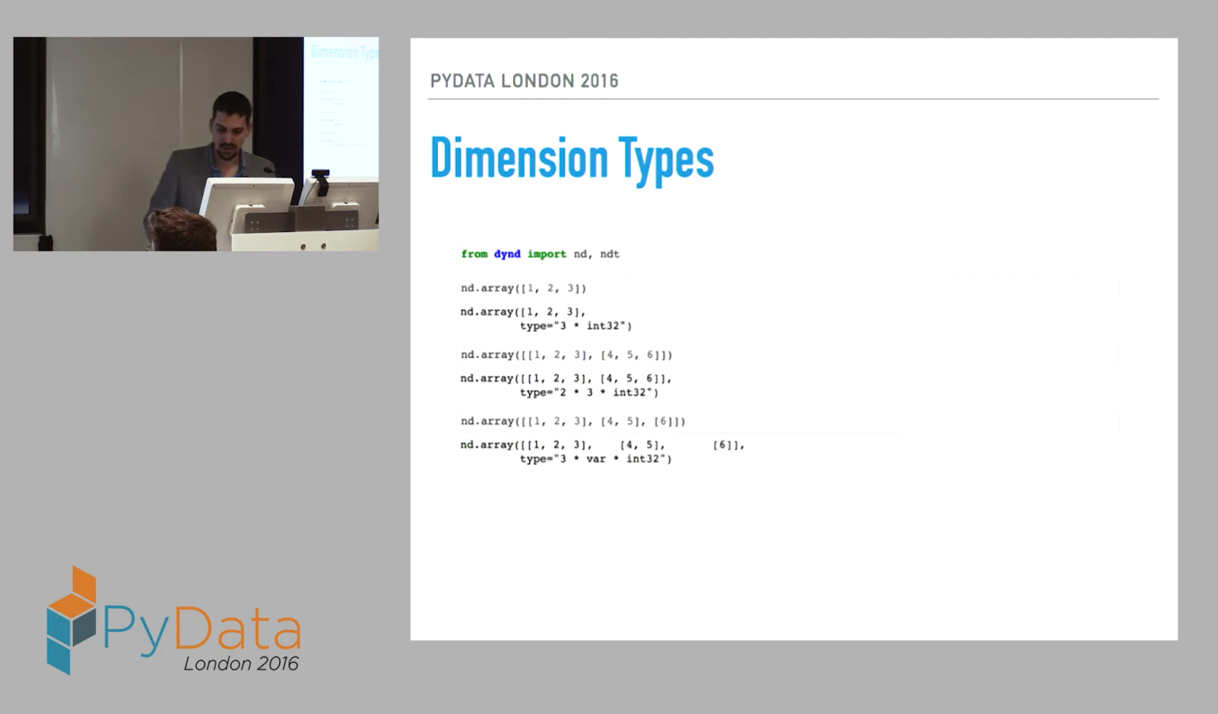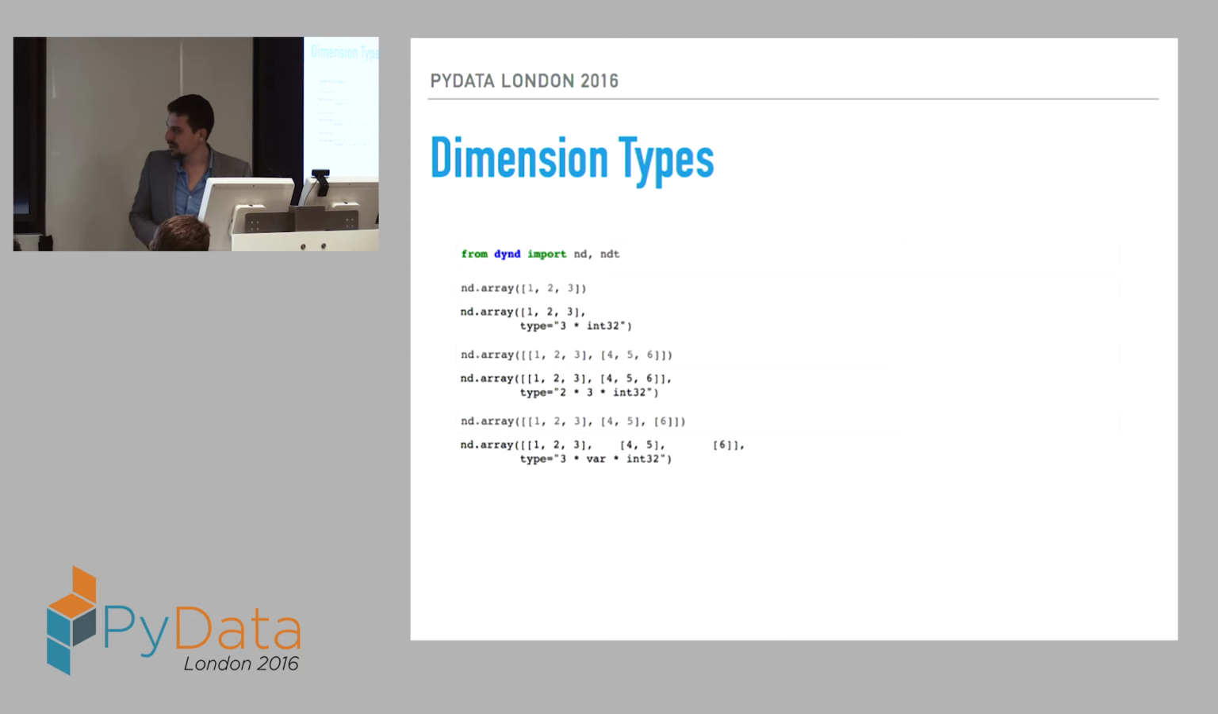So in the first example here, I'm creating a size 3 array of int32s. And in the second example, I'm creating a 2D array, which is just a 2x3 array. So it's not that exotic. And in the third example, which is a little bit exotic, I'm creating a variable size dimension array. So the inner dimension here is var.